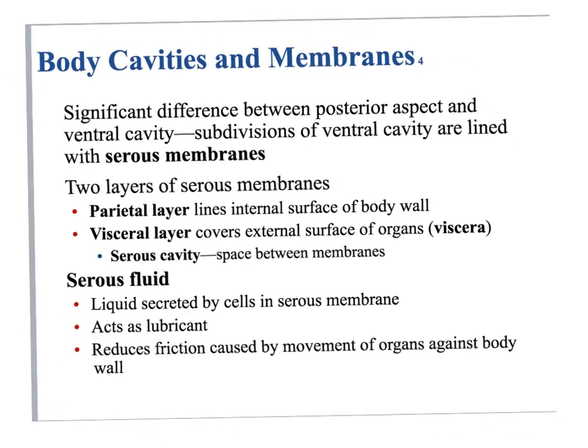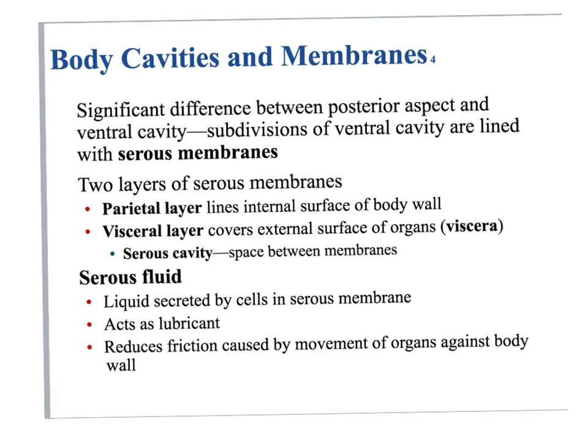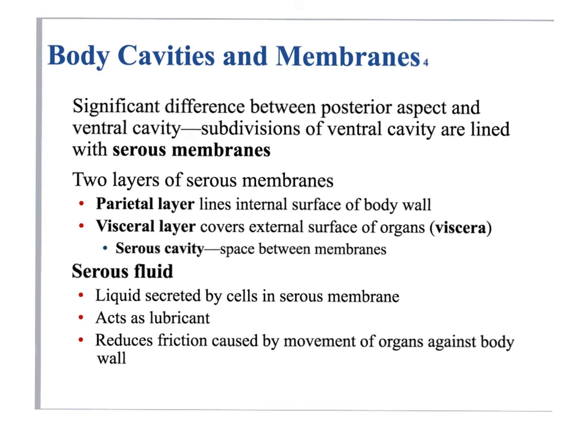Let me make sure. They are called serous membranes. In the abdominopelvic cavity, they're called serous membranes. Those membranes produce a fluid called serous fluid, and the purpose of the fluid is to prevent friction. The lungs move when you breathe. They expand and contract, yes? And while you're breathing in and out, the heart is contracting.